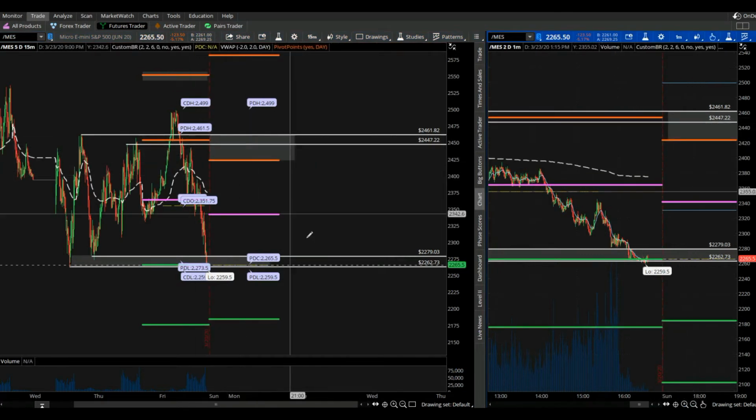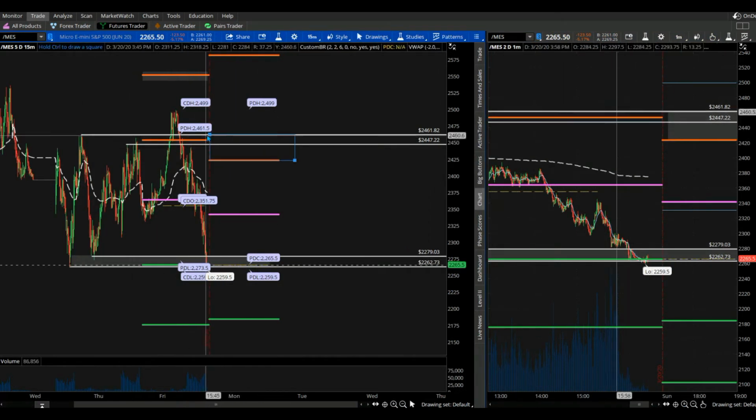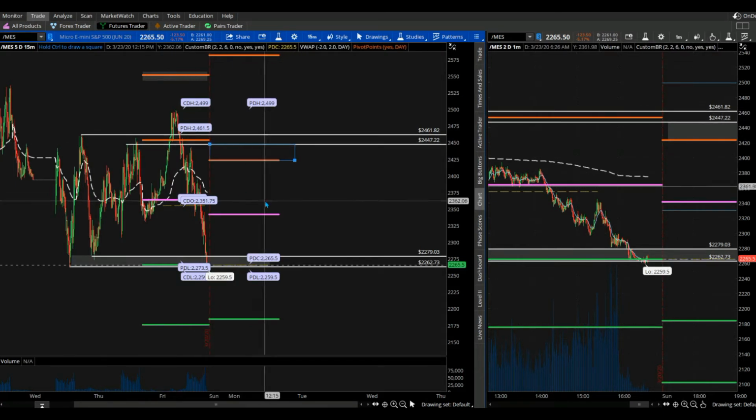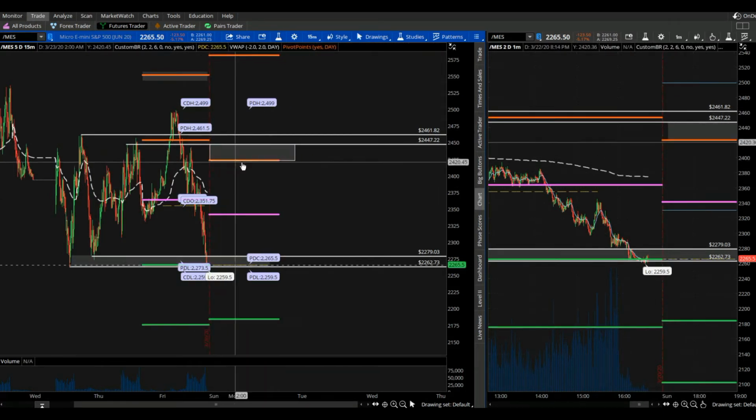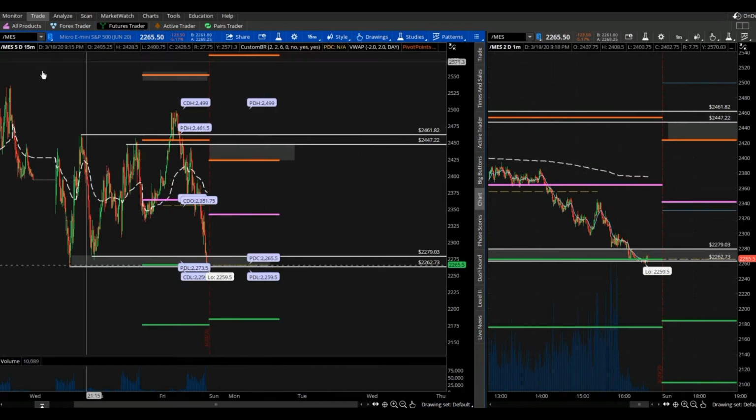So if I don't want to have an area that's that big, I will leave my two lines because I know that's an area of resistance. What I'll do is I'll just make this a little bit smaller. And then I know that this is my R1 pivot point. So if price does come up, and if you look on this screen here, if price does come up to here, I know that I have a whole lot of resistance here.